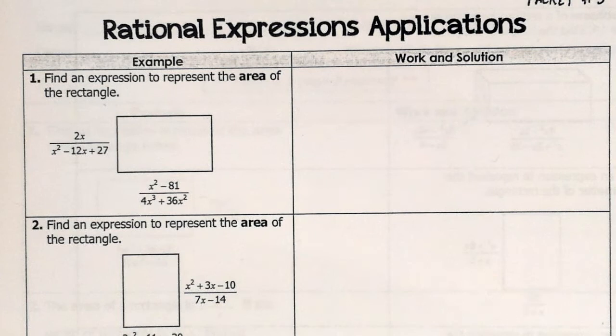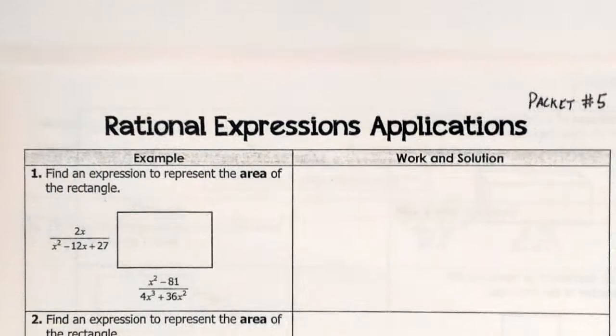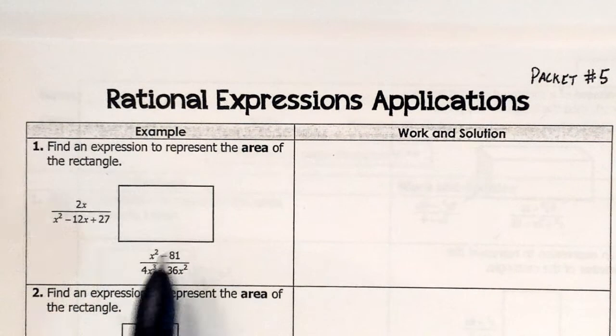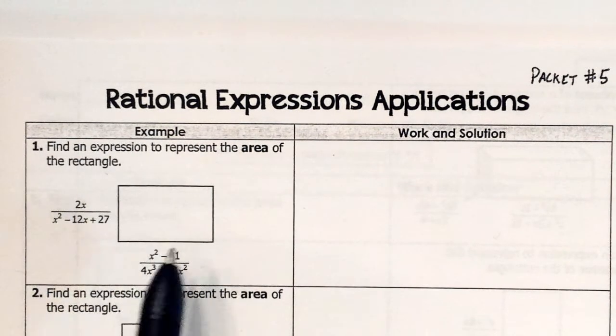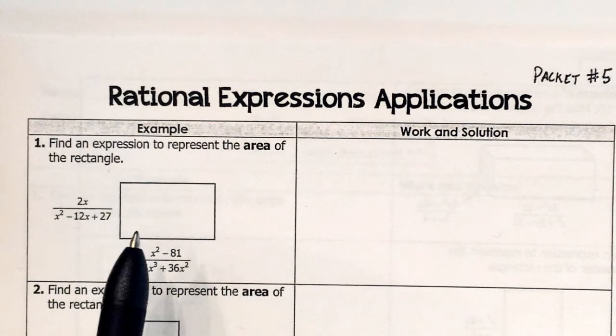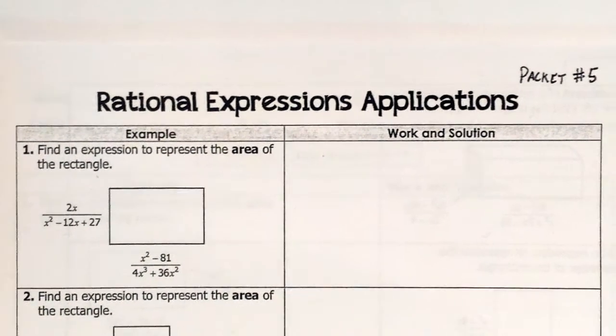I have this first question that I'm looking at, and it says find the expression to represent the area of the rectangle. I'm going to do the work right above it. The area of a rectangle is base times height. So we have the base right here and the height right here, and we know that the area is base times height for any rectangle or square, any quadrilateral that looks like that.